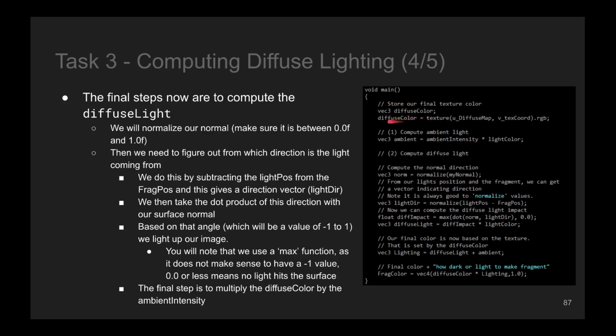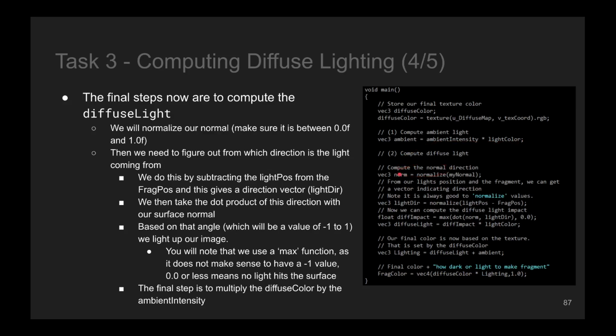The diffuse color, well, that's just the texture. Okay, you could rename this texture if you wanted, right? It's grabbing or sampling from our texture map. That's what the texture function does. We take in our vertex coordinates and the 2D sampler, the texture. And then we compute the ambient light, which is what we did previously. That's just some number times whatever our light color is.